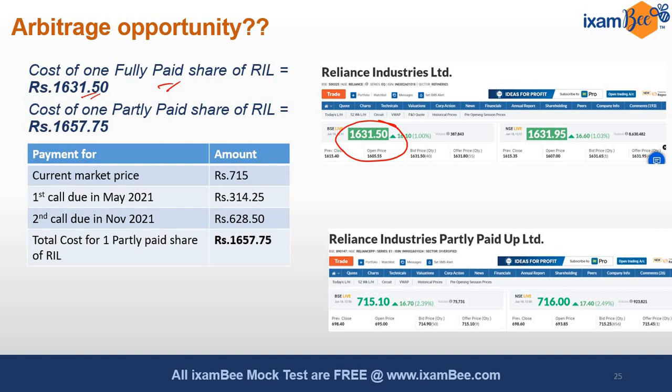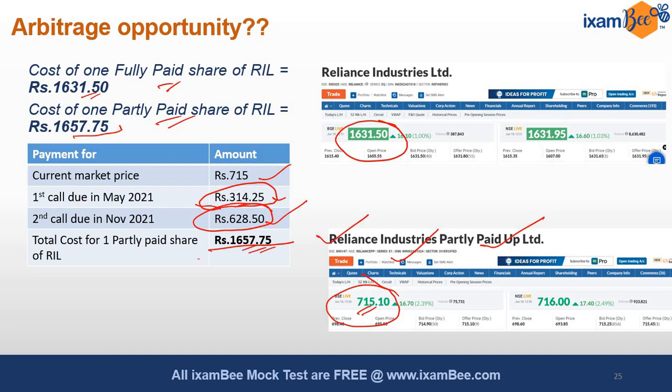If we see the cost of one partly paid share, that is coming to 1657, how has that cost come? Suppose today somebody has to buy this partly paid share at 715 rupees. This is listed. The screenshot is showing the current market price. And the first call the company will make is in May 21. If you buy this partly paid share today, at that time you will have to pay 314 rupees, and in November 21 you will have to pay 628 rupees. So in total you will have to pay 1657 rupees if you buy the partly paid share today.